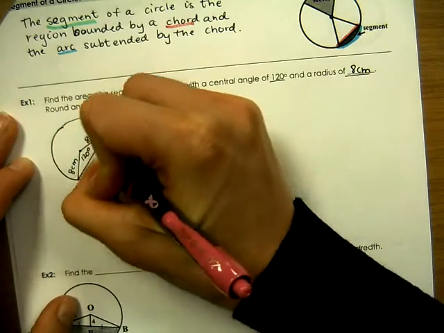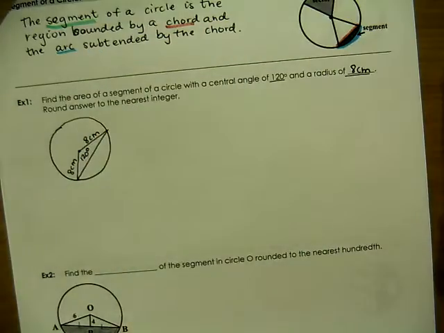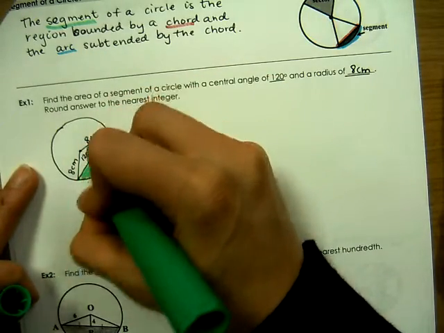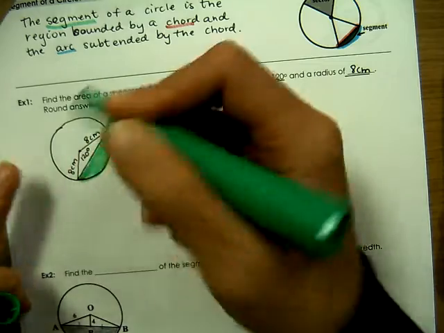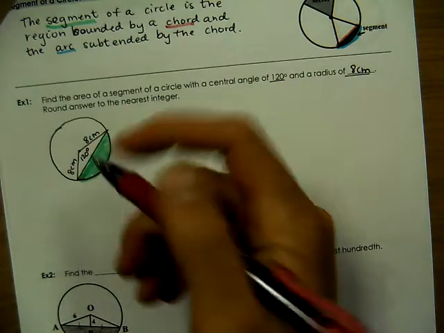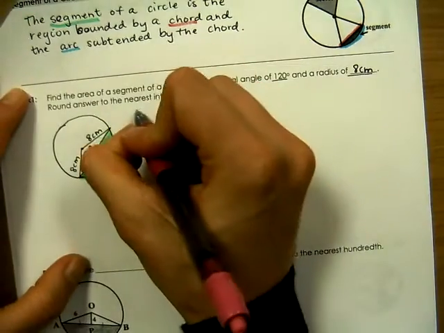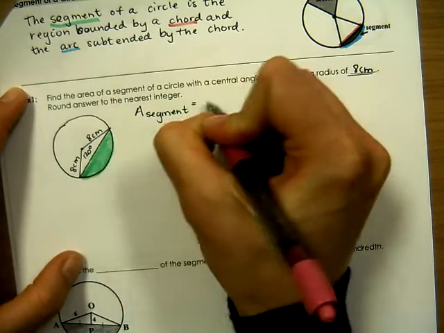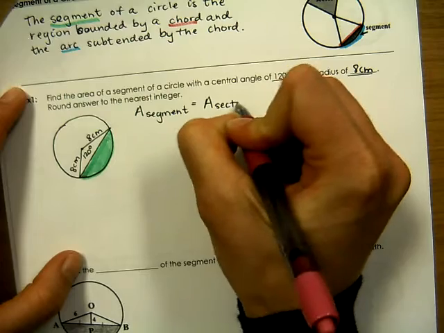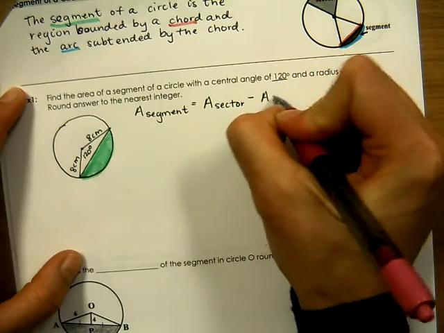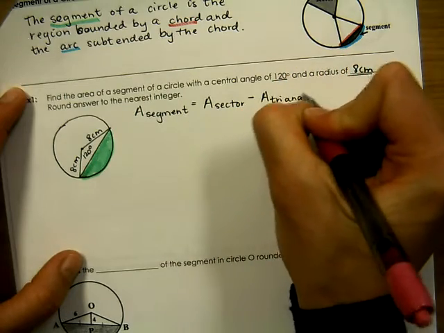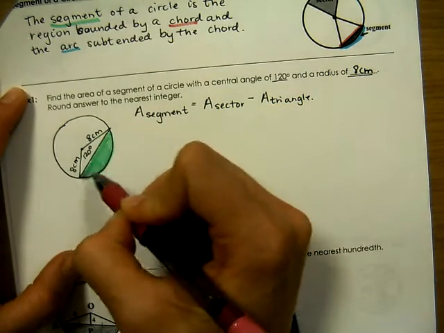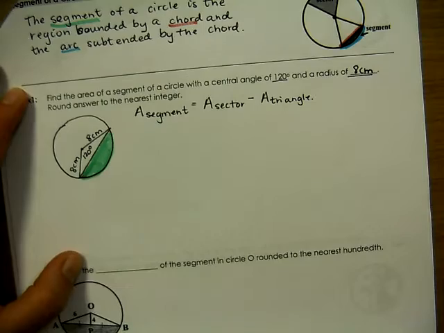So remember the segment, you have the chord and the arc. So the area that I'm trying to find is this area right here. That's the segment, highlighting it in green. Okay? So as I'm thinking about this, in order to find the area of the segment, I need to find the area of the sector and subtract from that the area of the triangle. So if I take the area of that whole sector and I subtract from it the area of that triangle, I'll be left with that green shaded region.